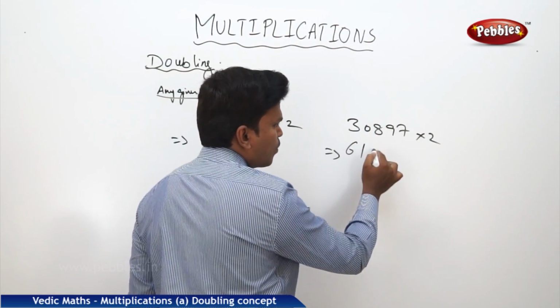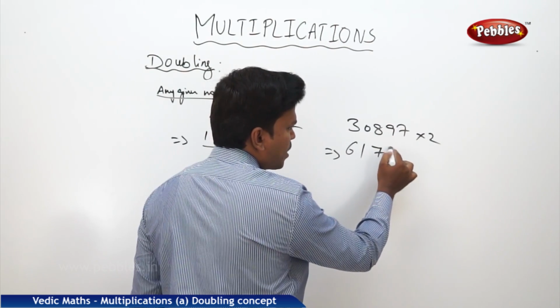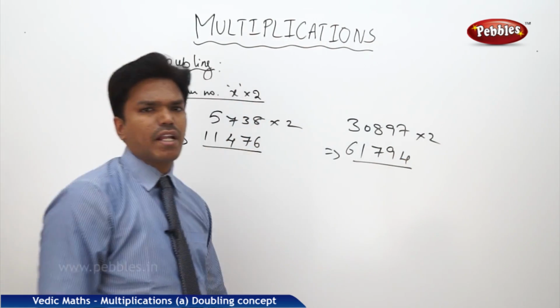0 but 1. 2 8s are 16, 6 but 7. 9 but 8, but 9, and this is 4. 6 1 7 9 4.